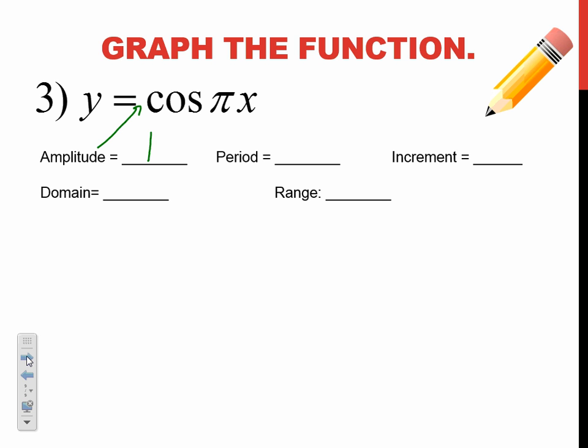The period is 2 pi divided by the b value. The b value is right here in front of that x. So 2 pi divided by pi. Well, the pi's would simplify, right? And you'd end up with 2.